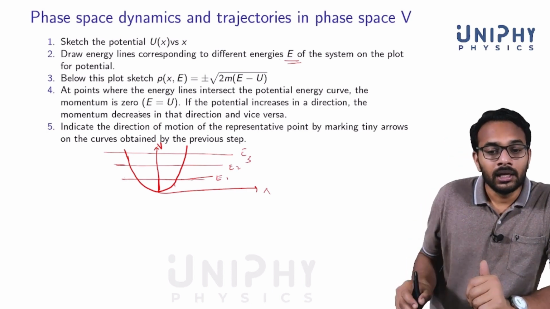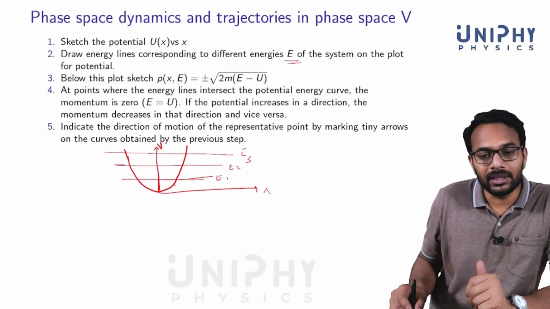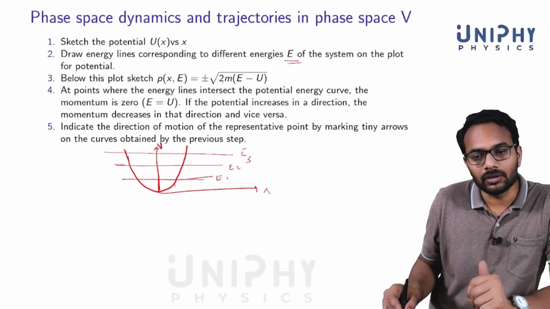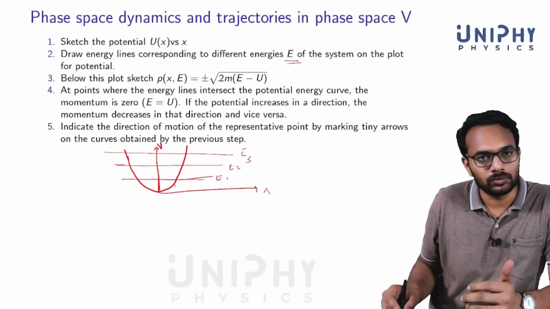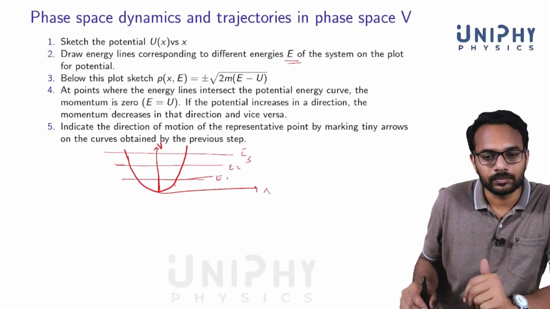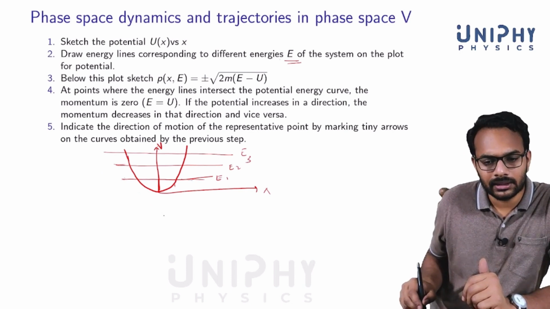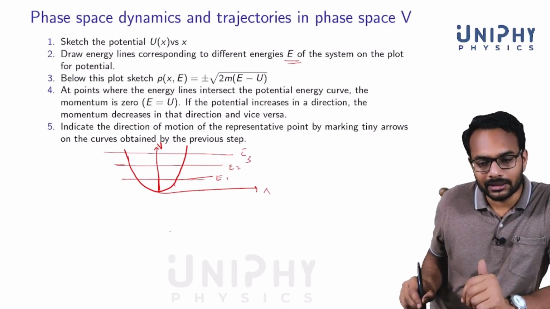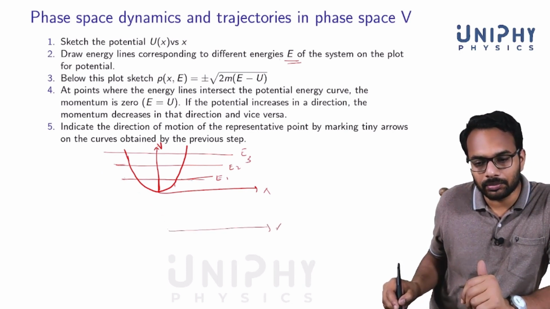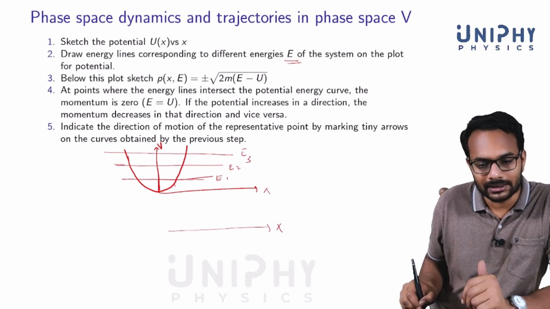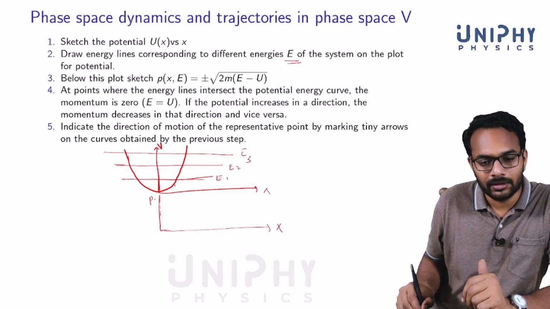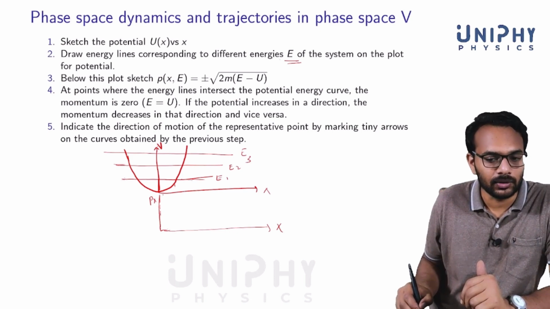Now below this, sketch p of x comma E, equal to plus or minus the square root of 2m times E minus U. We saw this already. Below this it's easier to plot it like this. We plot x along this line and Px, because we are dealing with a one-dimensional system. Just below this, we'll have x and Px.